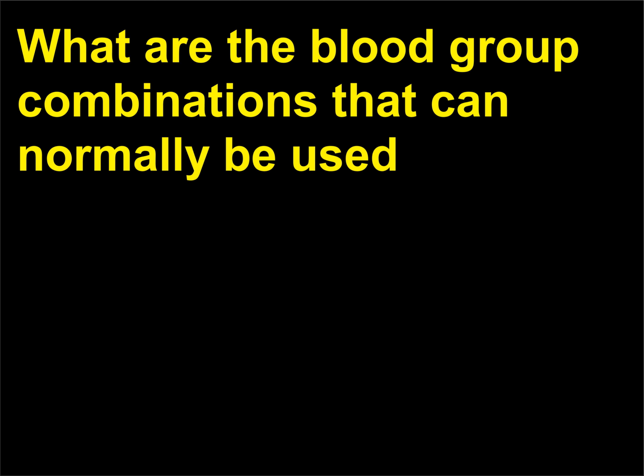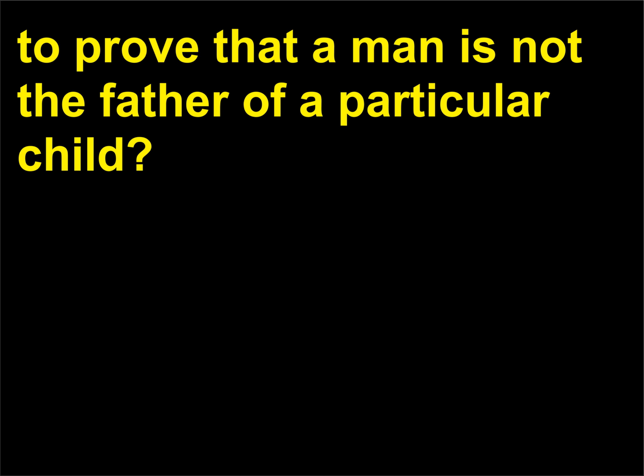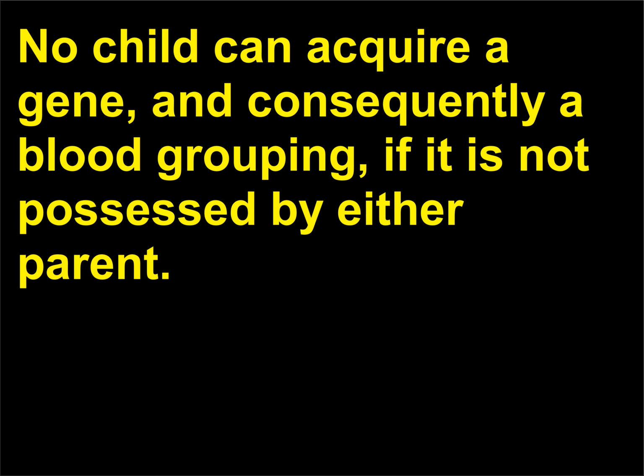What are the blood group combinations that can normally be used to prove that a man is not the father of a particular child? No child can acquire a gene, and consequently a blood grouping, if it is not possessed by either parent.